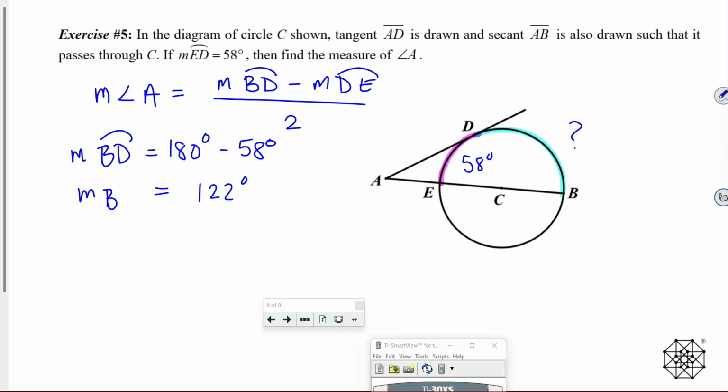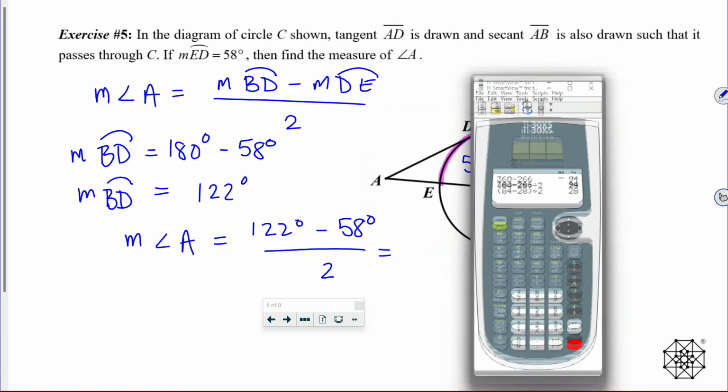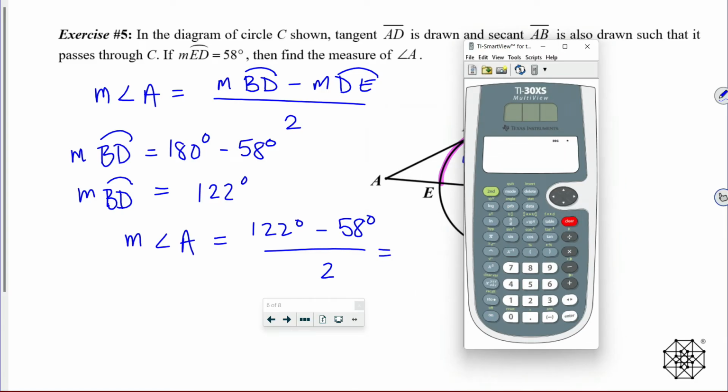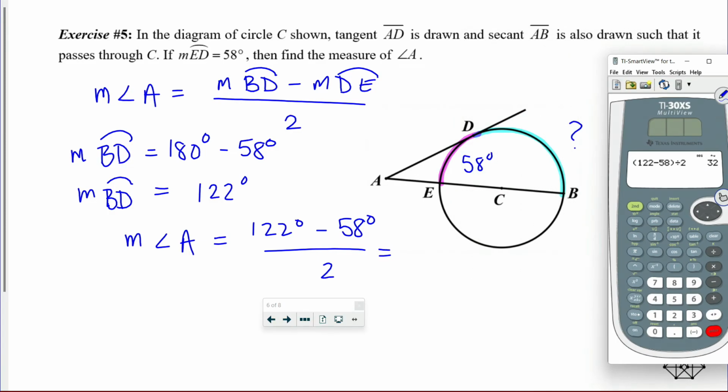So now we have the measure of arc BD. So now the measure of angle A is going to be 122 degrees minus 58 degrees, all divided by 2. So let's figure out what that is. Let's clear out our calculator here. I think I'm going to do it all at once. 122 minus 58, all divided by 2, gives me 32 degrees.